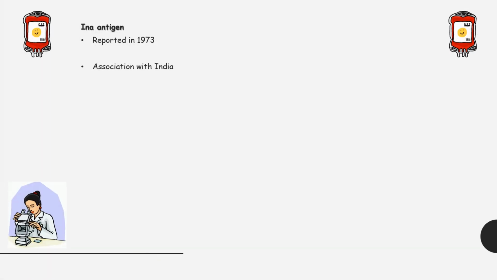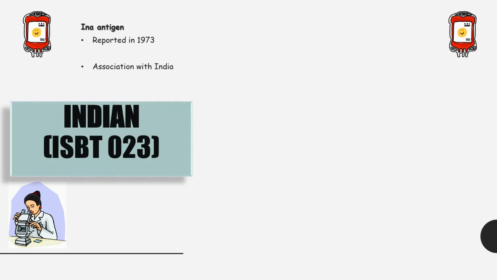Third blood group system is Indian, ISBT number 23. The Indian antigen reported in 1973 is on RBCs from 4% of Indians from Mumbai. This blood group system was named because of its association with India. INA and INB, the antigens of the Indian system, are carried on CD44.